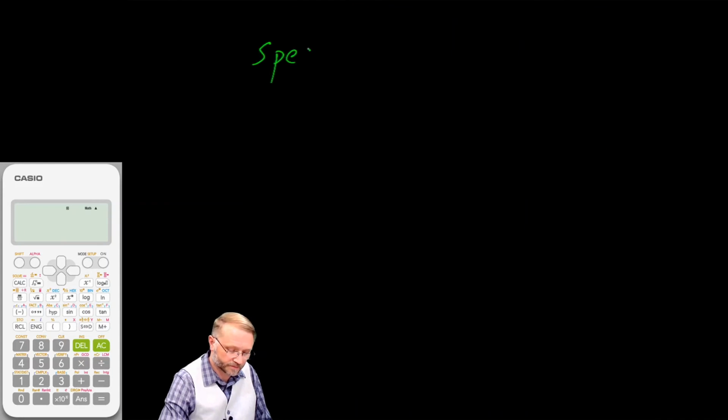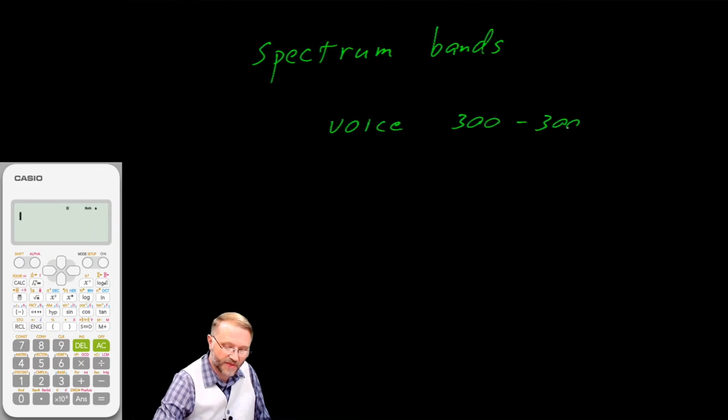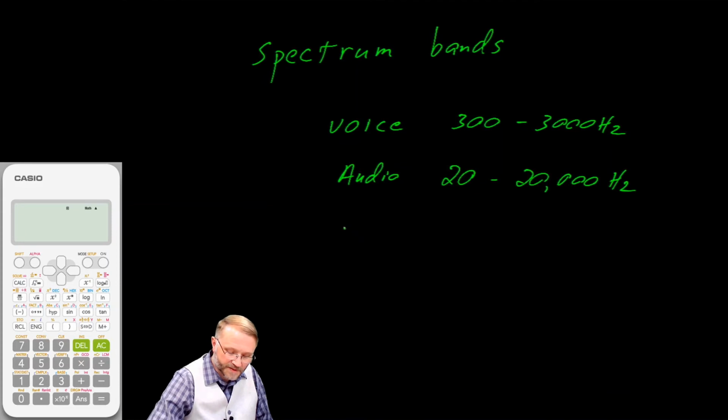The textbook presents spectrum bands. You should commit some of these to memory. Certainly the voice band, which our author defines as 300 to 3000 hertz. Not to be confused with the limit of human hearing, which we'll describe as audio. For you folks interested in stereo equipment, that's defined as roughly 20 to 20,000 hertz. There's a very low frequency radio signal that goes from about 9 to 30 kilohertz.